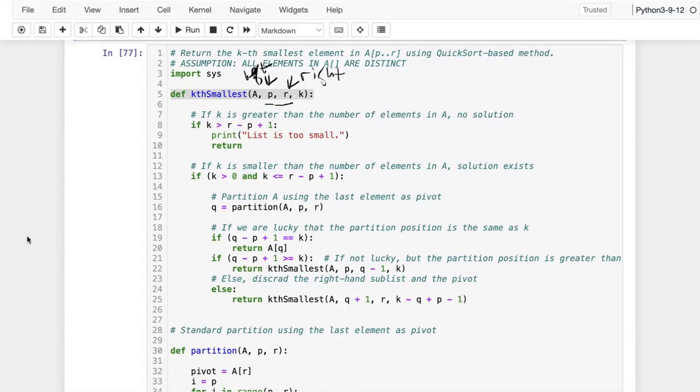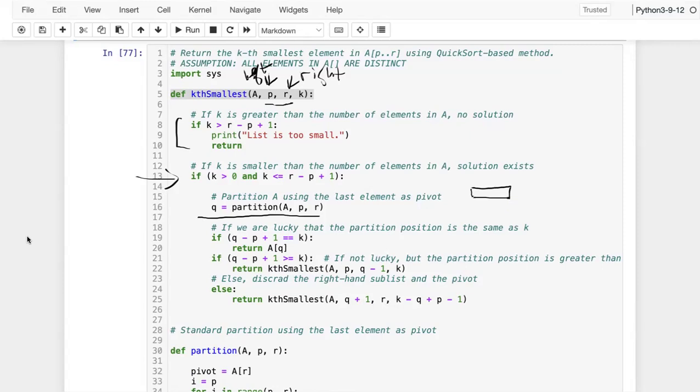Okay, so we first check to see whether K is greater than R minus P plus 1. If it is, then the K'th smallest number doesn't exist in A, because the size of A, which is R minus P plus 1, is less than K. Otherwise, we're going to find it. So first we do partition, which we get here.